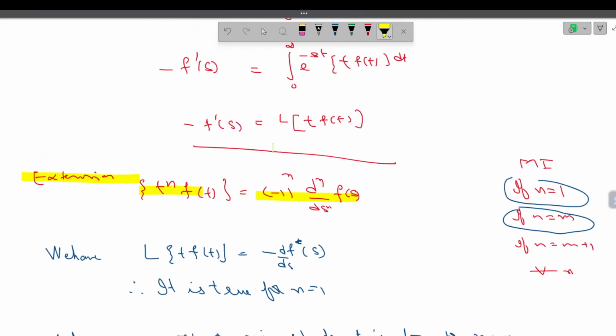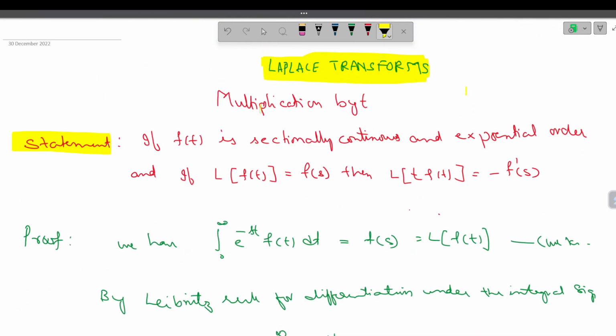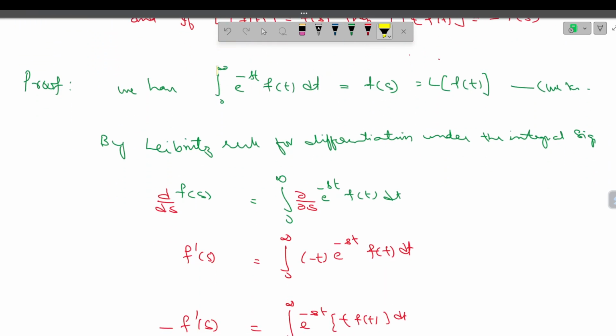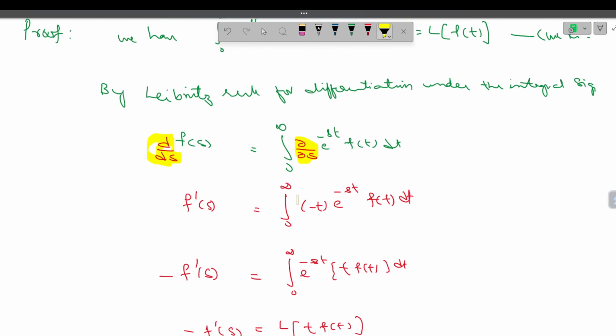See here one more time. First, what is that? Multiplication by t. We are doing multiplication by t. So the Laplace transformation of f of t equals f of s. Then the Laplace transformation of t f of t equals minus f dash of s. The function is sectionally continuous. We have the integral from 0 to infinity of e to the power of minus st f of t equal to f of s, a Laplace. By applying the Leibniz rule, if you differentiate outside, it will be a total derivative. If you take it inside the integral, it becomes a partial derivative. Please remember, it is the Leibniz rule for differentiation.